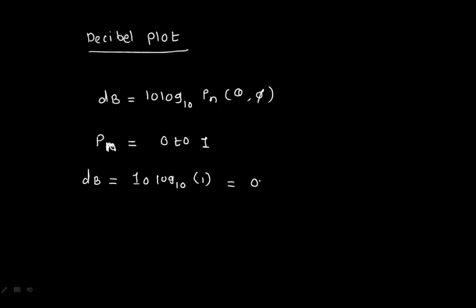And if your normalized power is between 0 and 1, what will happen? It will go to negative values. So whatever values you get will be negative, and the maximum here will be 0 dB. Here you are not taking the angles the way we did in the polar plot, where we took 0 degree, then 90 degree, 180 and 270. We take it in linear form, and that particular plot will be called a Cartesian plot.